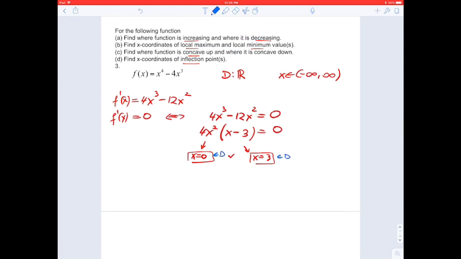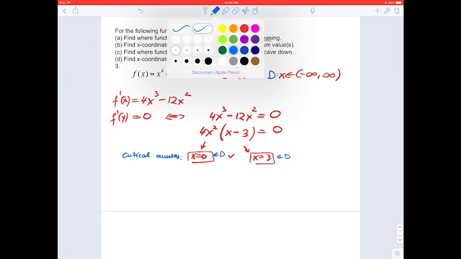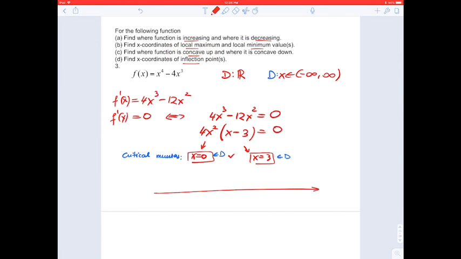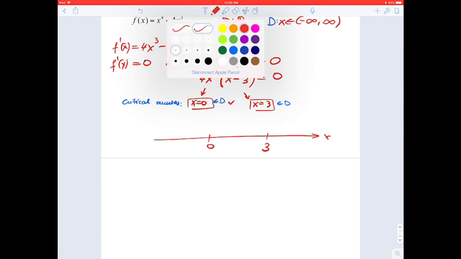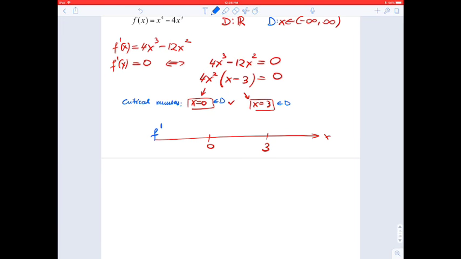Both of them are in the domain of the function, that's the domain of course. Then they are critical points, critical numbers. Let's put them on the number line, 0 and 3.